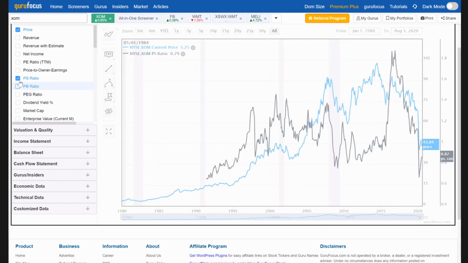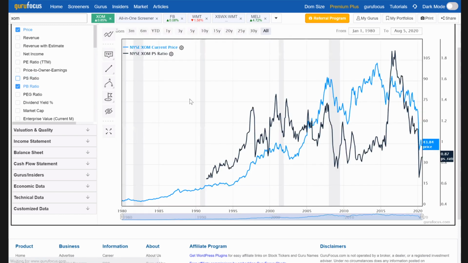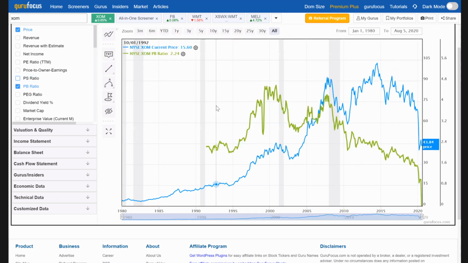Actually, I think for oil companies, PB ratio works better because it measures the value of the assets that the company owns. You can see that the PB ratio has always been declining for ExxonMobil, and it's actually close to the lowest point now. And that's a better ratio for oil companies.